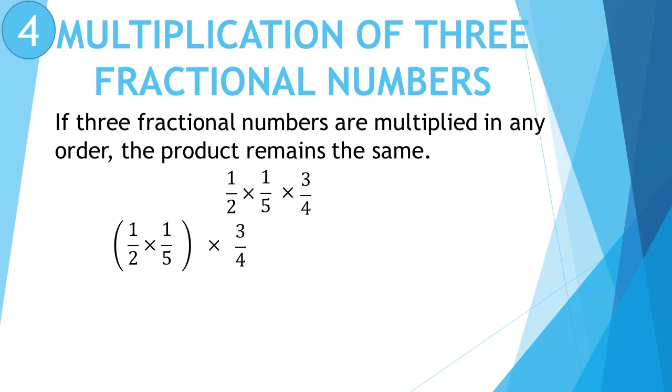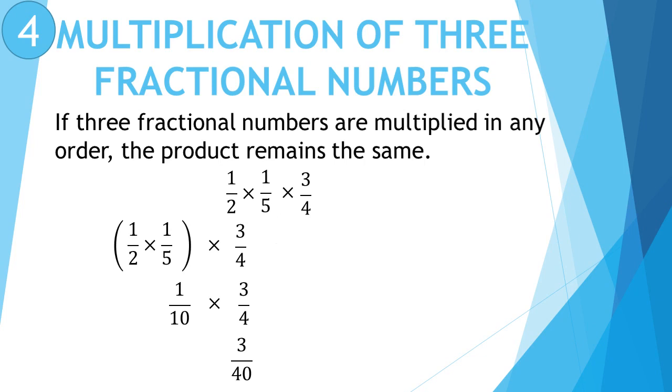According to BODMAS, we solve the bracket first. So multiply numerator by numerator and denominator by denominator. 1 1s are 1 and 2 5s are 10. So the fraction is 1 upon 10. Multiply 3 upon 4. Now multiply the result with the third fraction. 1 3s are 3 and 10 4s are 40. So the fraction is 3 upon 40.